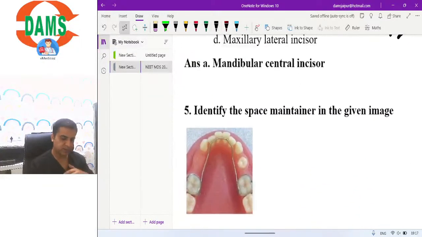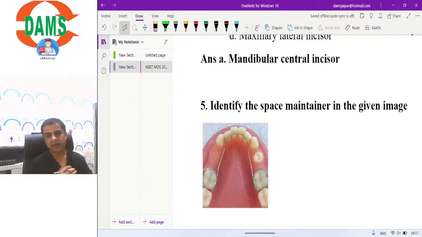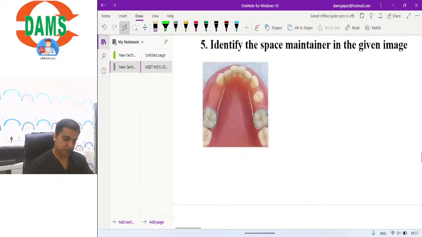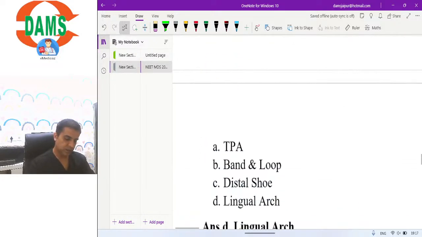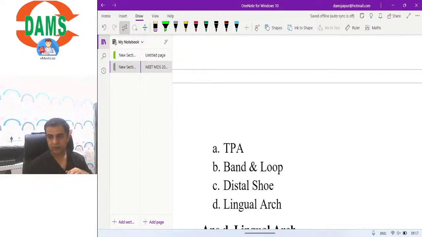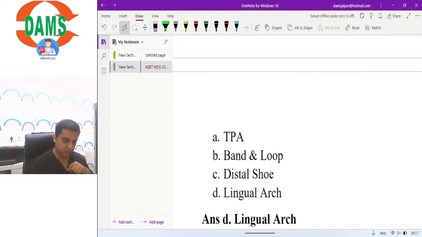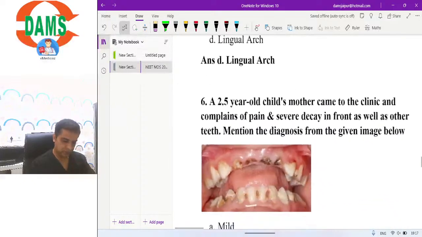Identify the space maintainer in the given image: lingual arch, unilateral or bilateral loss of multiple teeth. Next question.